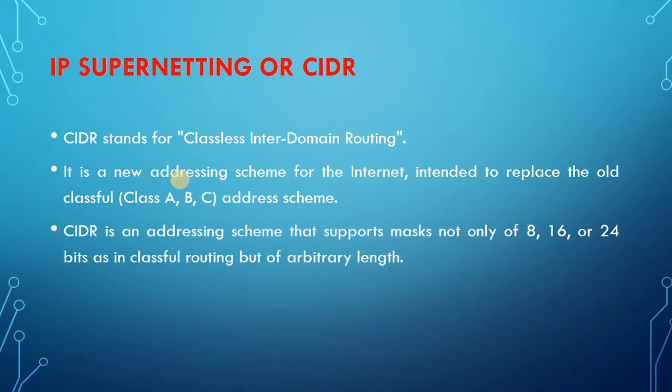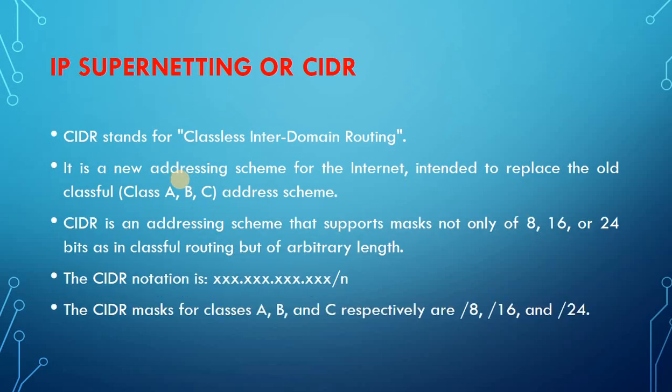Alright, that's the difference. It is an addressing scheme, as I explained already, that supports masks not only of 8, 16 or 24 bits as in classful routing, but of arbitrary lengths. So not only 8, 16 or 24, we can use any number, for example 19. The notation for CIDR uses decimal numbers, for example the one I gave you, 192.168.0.0/19. So generally, we can denote CIDR as XXX.XXX.XXX.XXX for the IP address, /n, where n is the number of network ID bits.